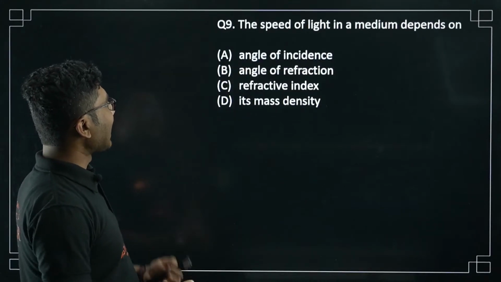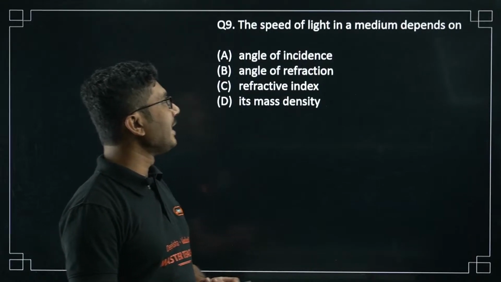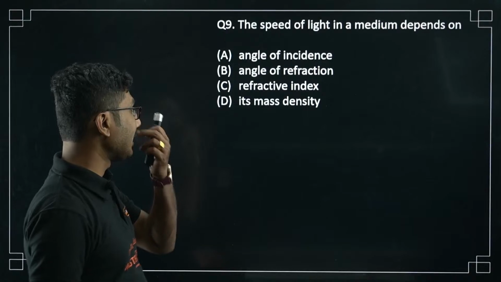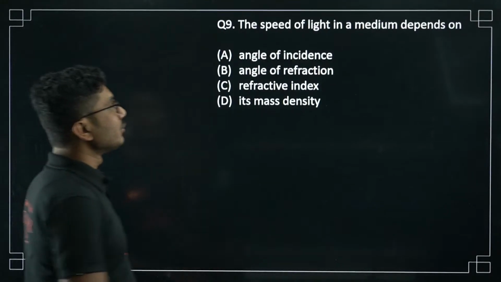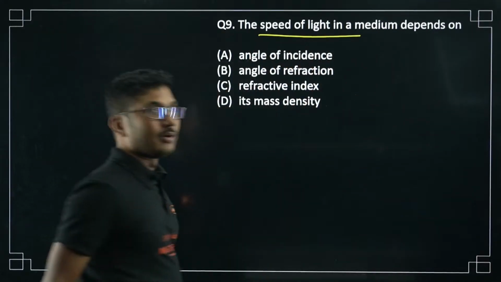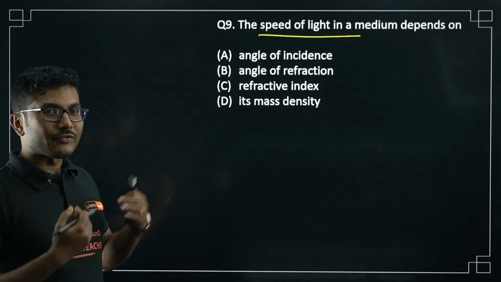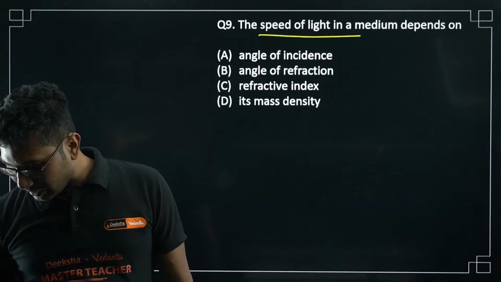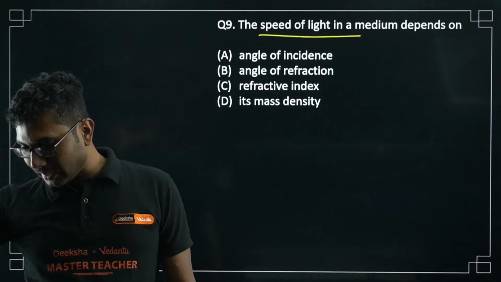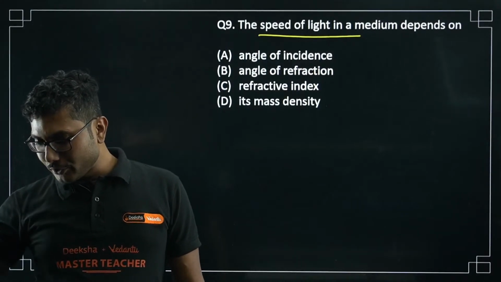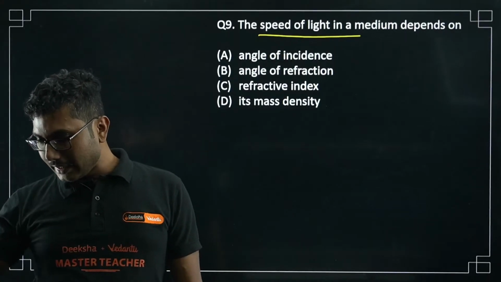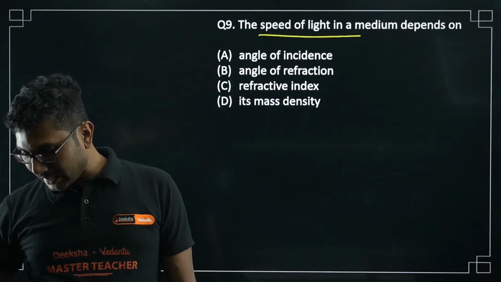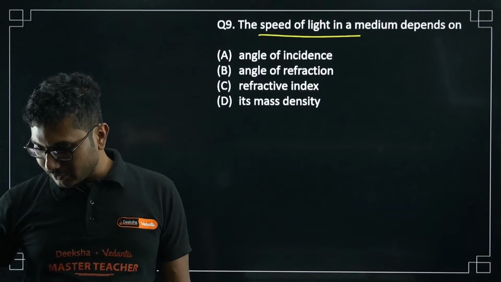Next, question number 9. The speed of light in a medium depends on angle of incidence, angle of refraction, refractive index, or its mass density. So the speed of light in a medium, which factor does it depend on? Very easy, straightforward question. Ataur Rahman is saying 8C was correct. Pooja, mention the question number. If you are saying 8B, that was not correct, 8C was correct. Shagupta is saying 9D. Navyashri is saying 9C. Pooja is saying C. Again, Pooja, mention the question number.